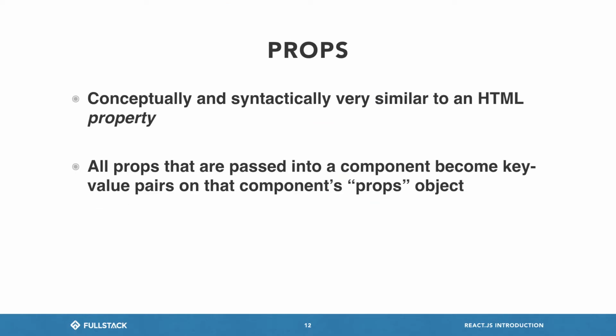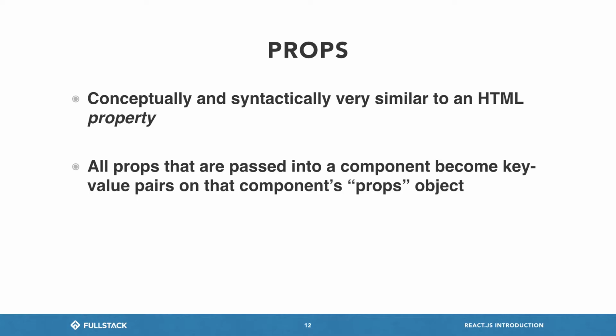Props are conceptually and syntactically very similar to an HTML property or HTML attribute. All the props that are passed into a component will become key value pairs on that component's props object, and every component has its own props object. For the function components, it's passed in as an argument. Inside of class components, you can access it via this.props. Any questions about that?